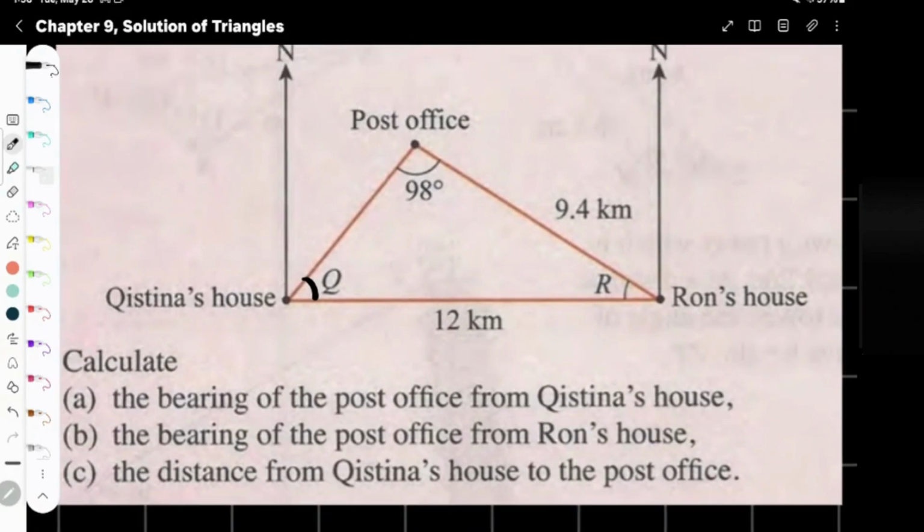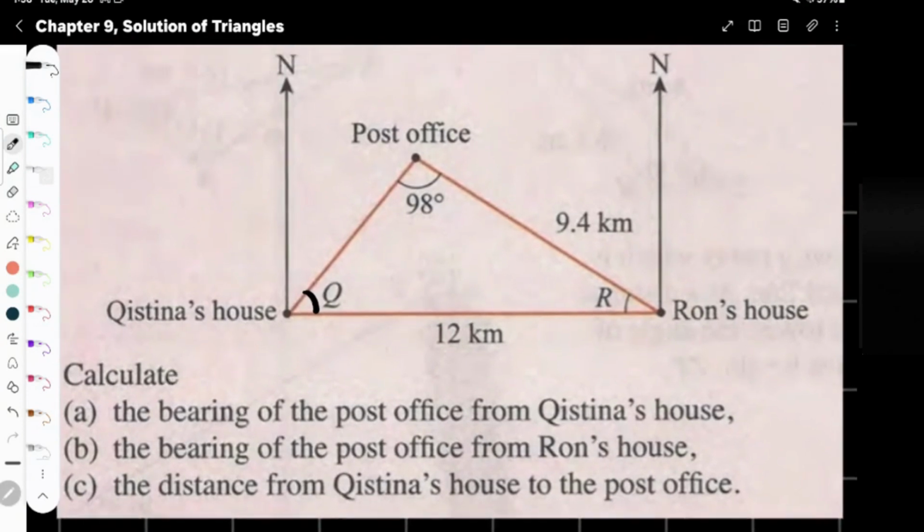Okay, so what they actually want, right? The bearing of the post office. So what they actually want is the angle from here to here. Be careful. They want this angle. They do not want the Q angle. Q angle is not bearing because why? It has to start from here.